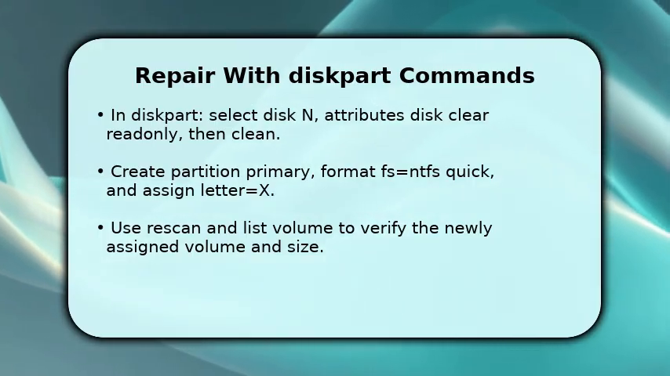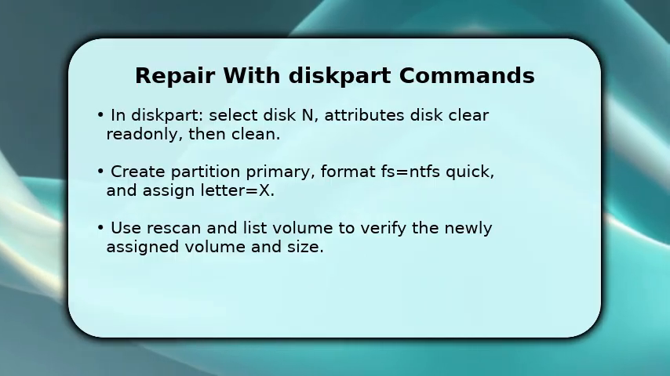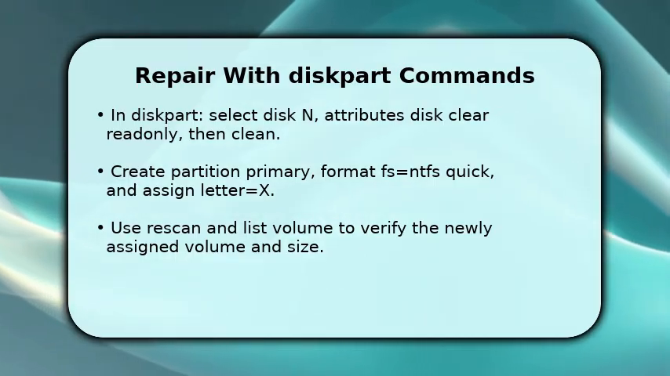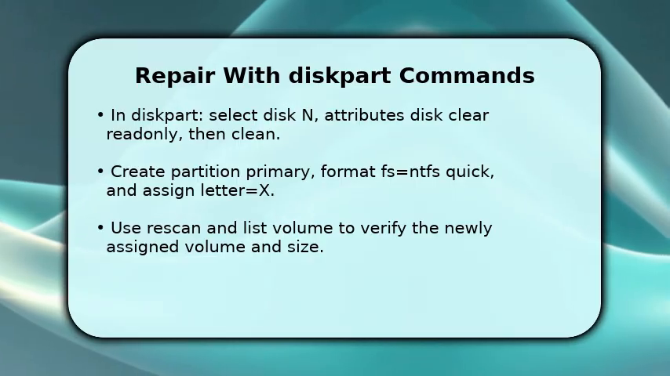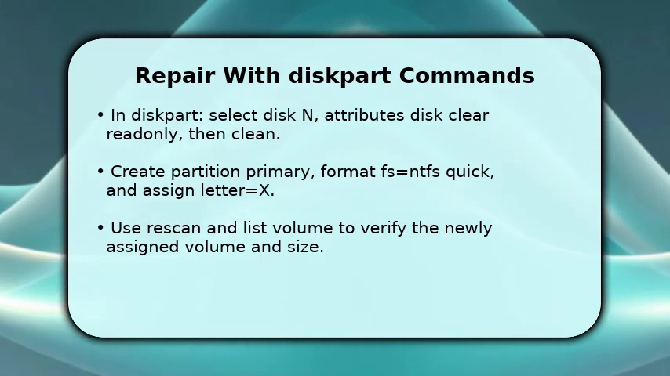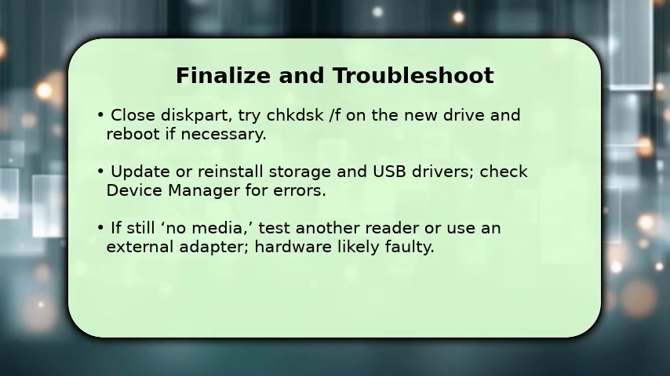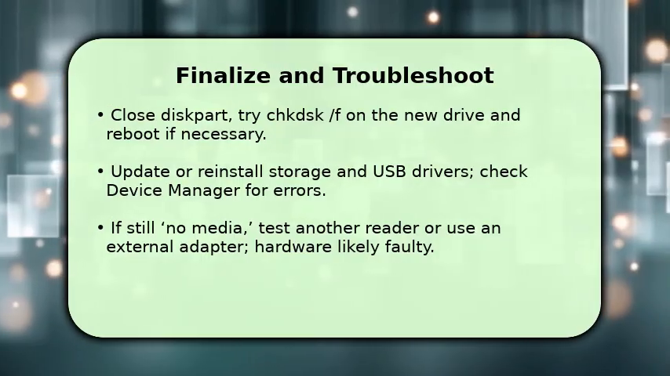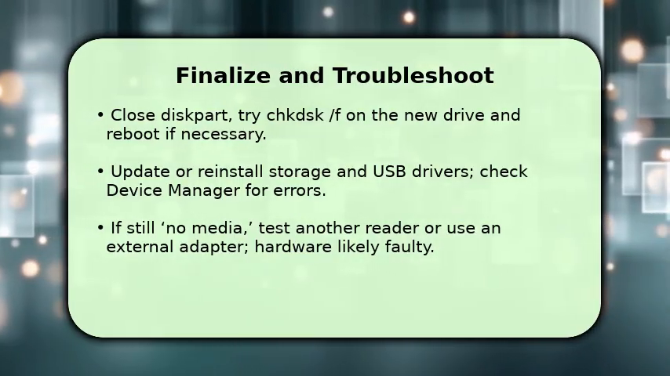for compatibility, and assign a drive letter with assign letter=x. Once done, run rescan and list volume to confirm the partition appears, and finish by exiting diskpart and running chkdsk /f on the assigned drive to repair file system remnants. Then reboot to make sure changes persist.